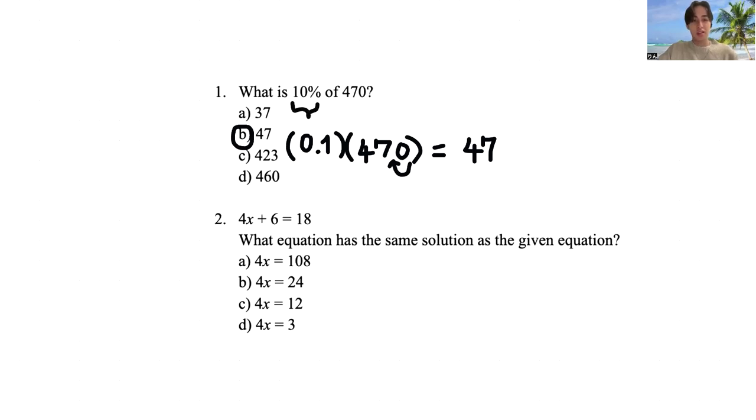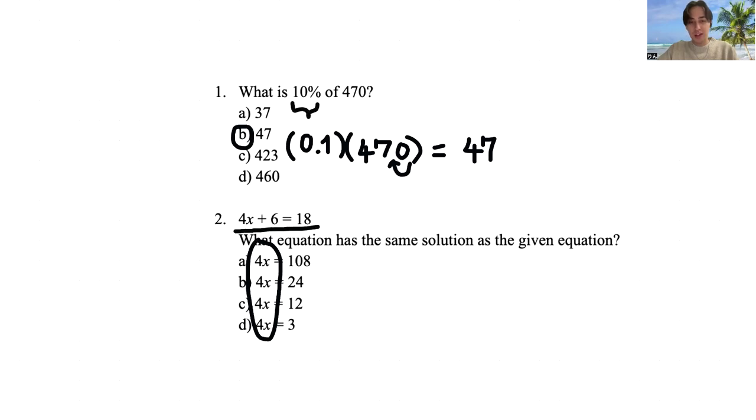So next is question number 2. 4x plus 6 equals 18. So we have to find the equation that has the same solution as the given equation. Can you all notice how 4x is isolated in all 4 options? All 4 options have 4x isolated. So that is what we also want to do with the given equation.